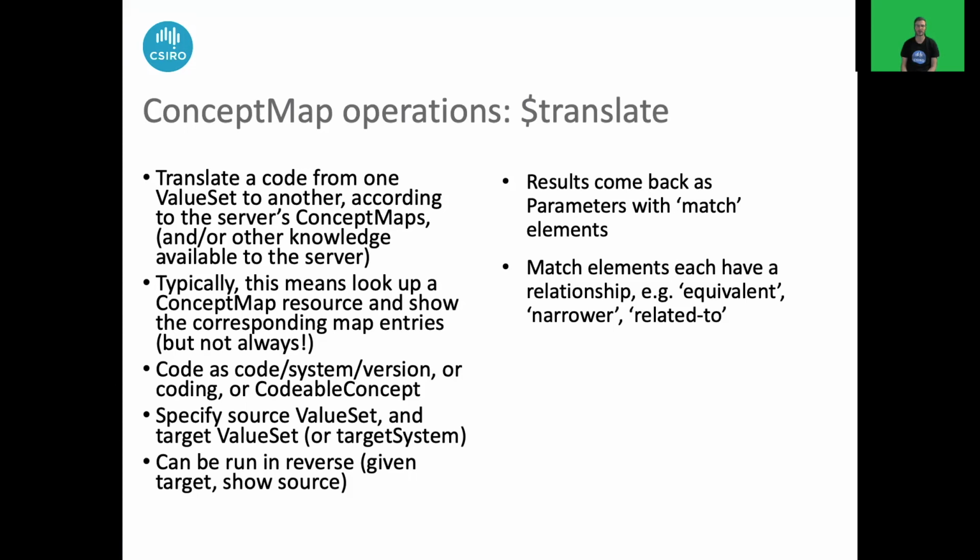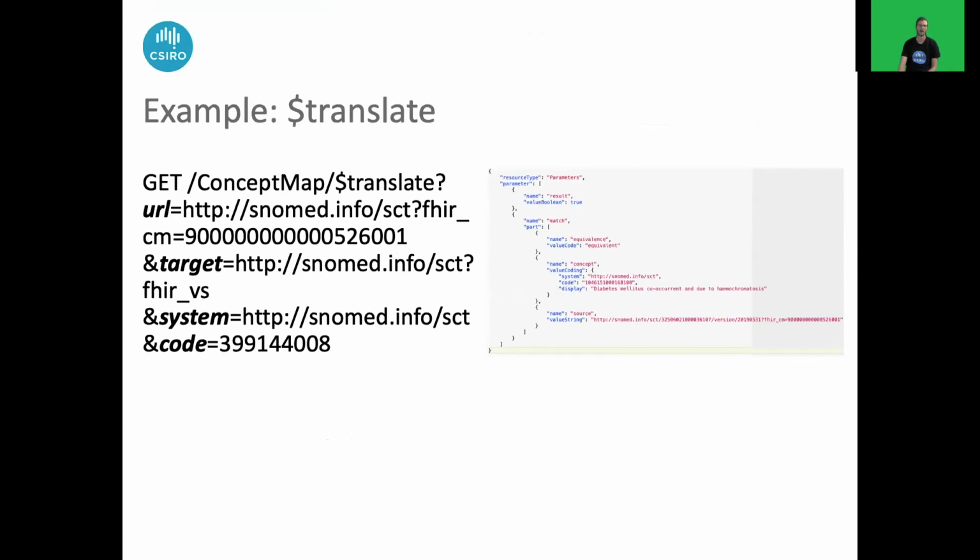When we run the translate operation, the result comes back as a parameters resource with different match elements. So we'll see an example of that now. This is an example using the implicit concept map that comes inside SNOMED CT for inactivated concepts, and that's this URL here.